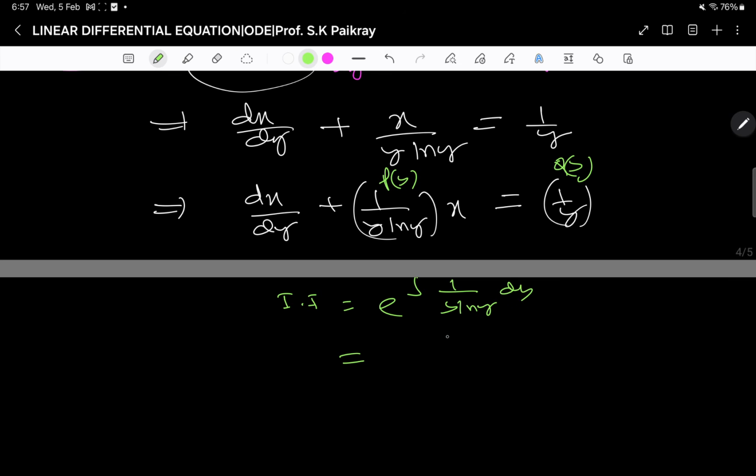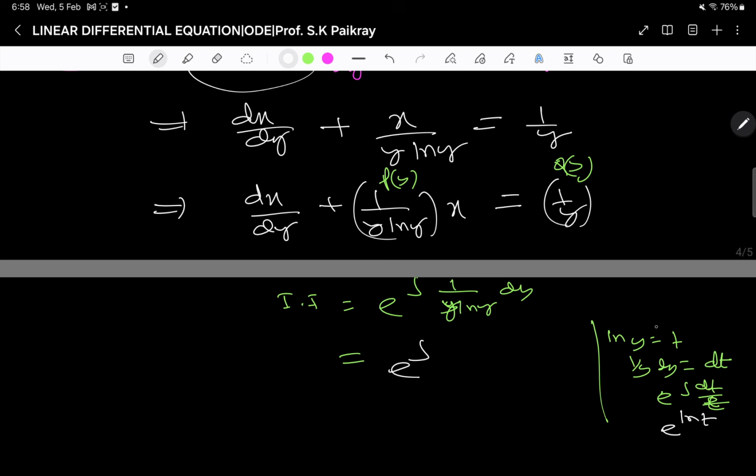Now putting ln y is equal to t, 1 by y dy is equal to dt. Keep in your mind that ln y is equal to t, so 1 by y dy is equal to dt. So it is dt by t, and it will come in this form: e to the power integral of dt by t, which means e to the power ln t. Ln t means ln of ln y. So this integration will be e to the power ln of ln y.